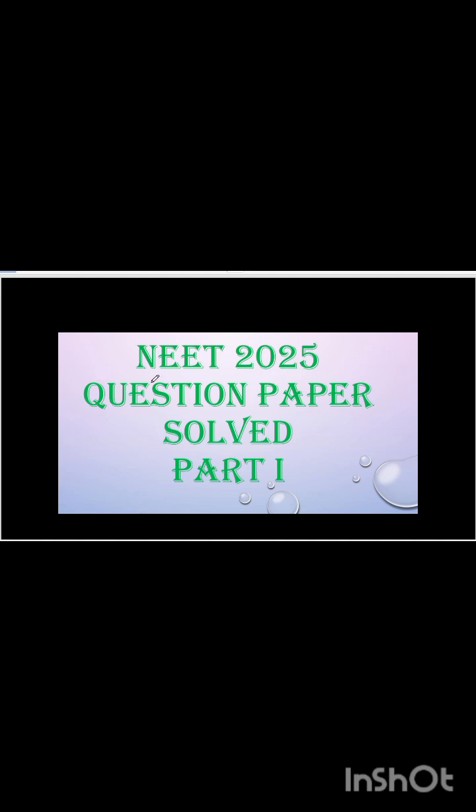So today we are gonna discuss the questions of NEET 2025 question paper, chemistry part only. So the first question is the ratio of wavelength of light absorbed by a hydrogen atom when it undergoes n equal to 3 to n equal to 4 to 6 transition. We have to find the ratio of wavelength in two scenarios.